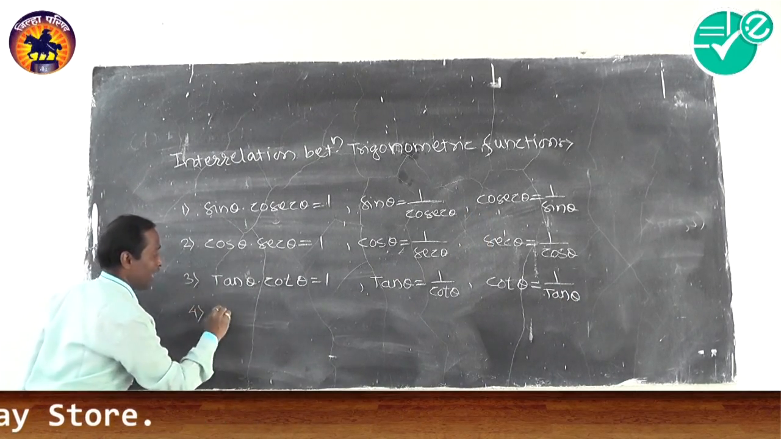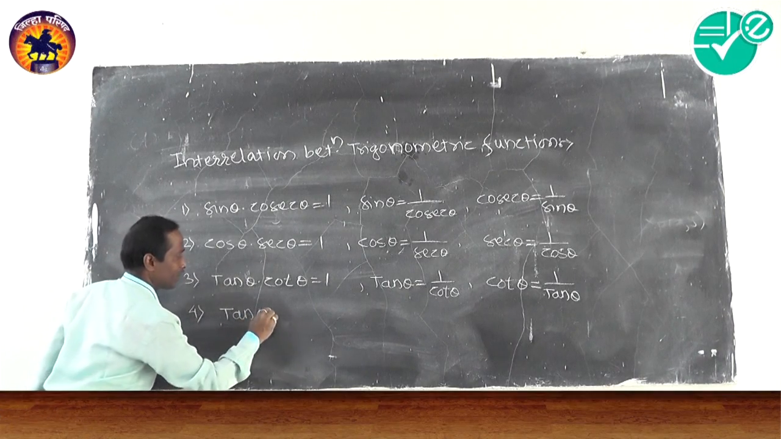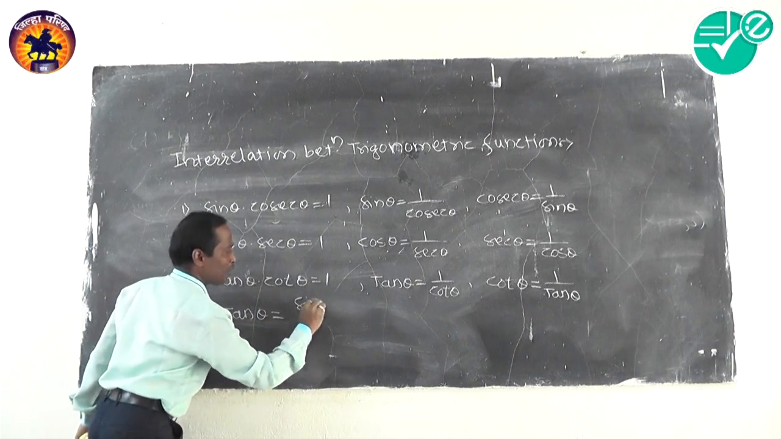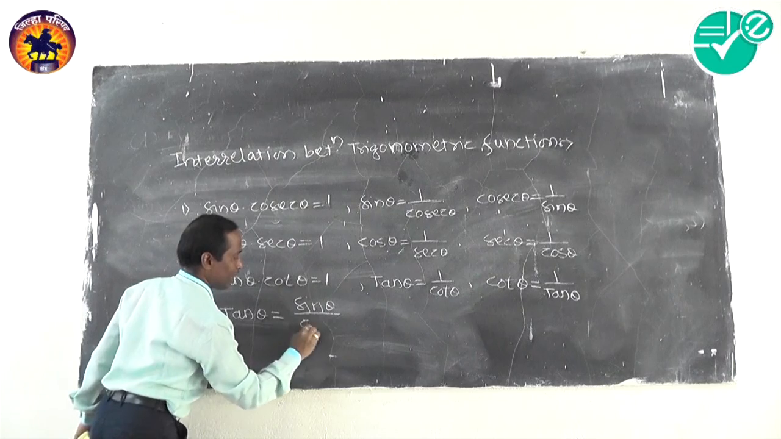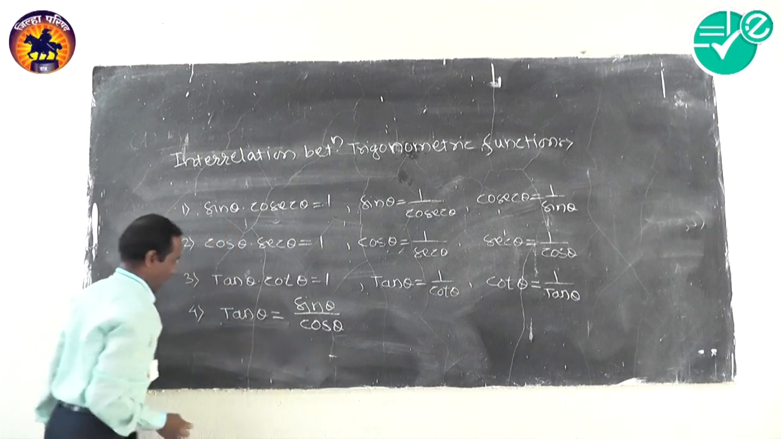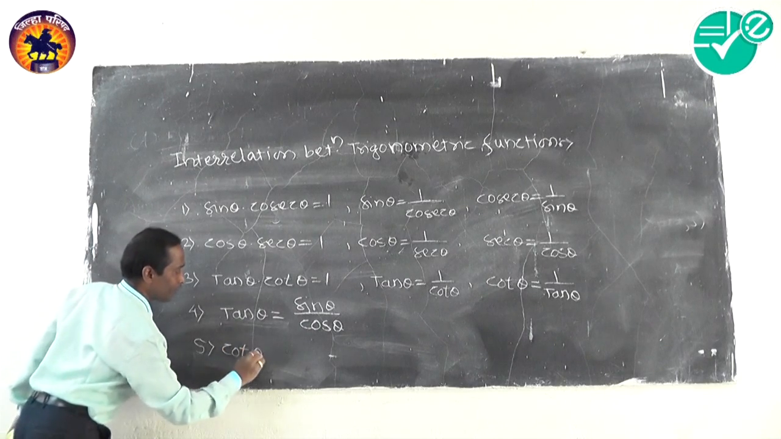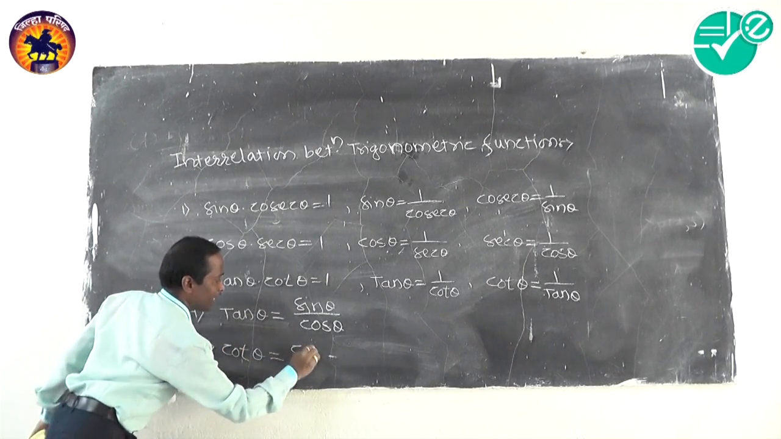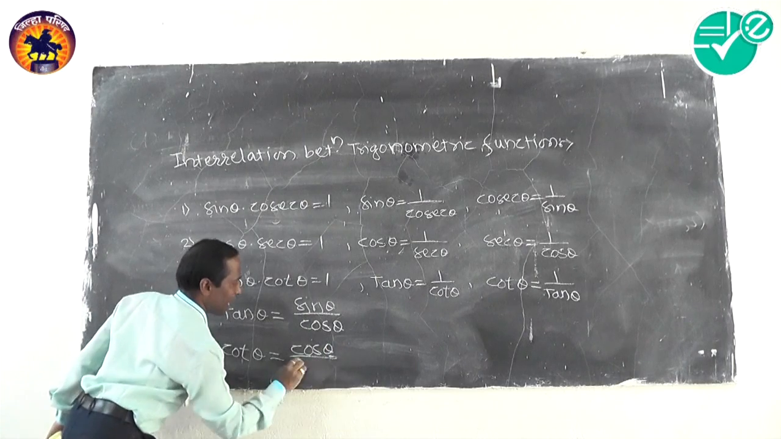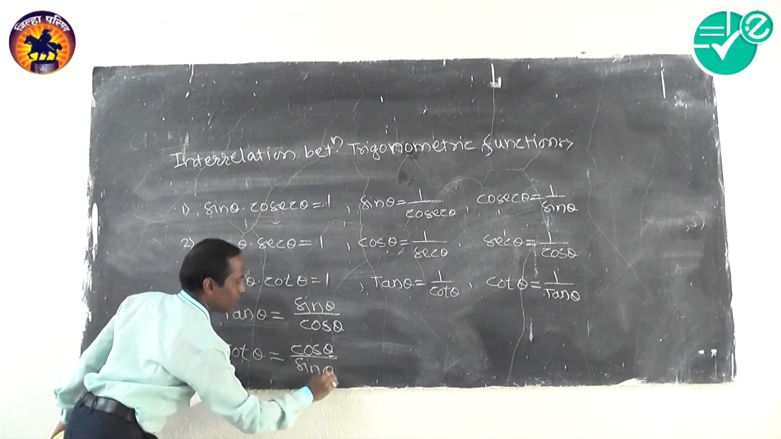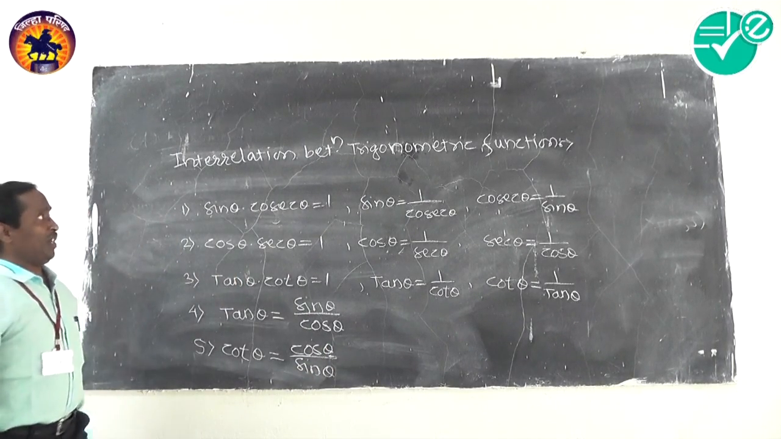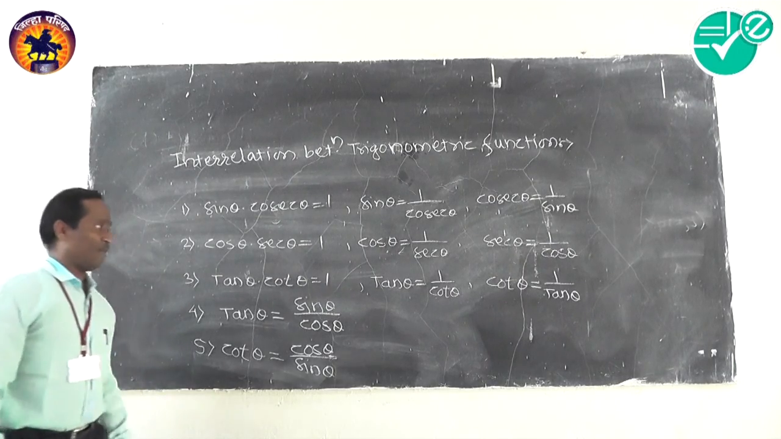4. Tan theta can be written as sin theta upon cos theta, and cot theta can be written as cos theta upon sin theta. These are the interrelations between the trigonometric functions.